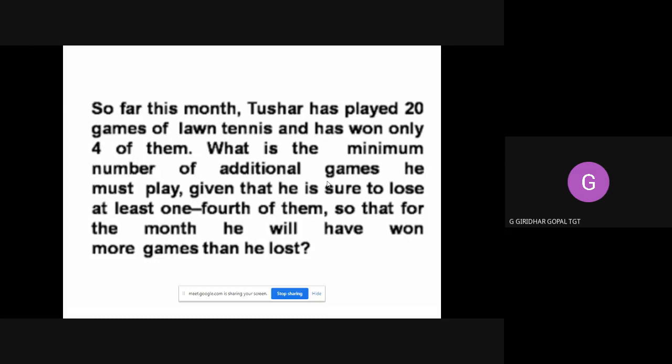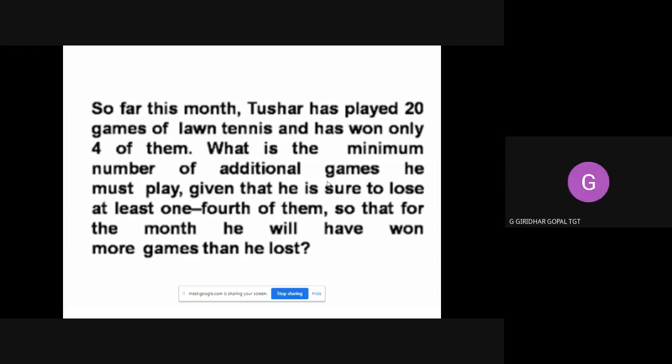So far this month, Tushar has played 20 games of lawn tennis and has won only 4 of them. I request all of you to please note down the data, because this slide we may not be able to go back to, as I am presenting it. What is the minimum number of additional games he must play, given that he is sure to lose at least 1/4 of them, so that for the month he will have won more games than he lost?